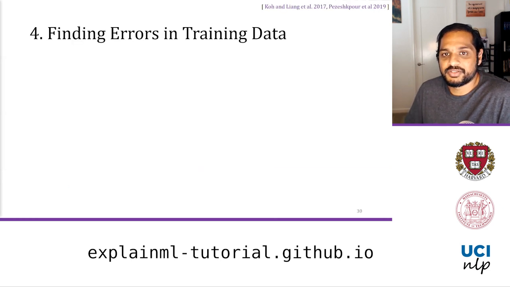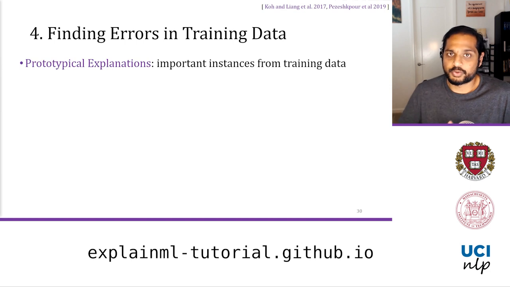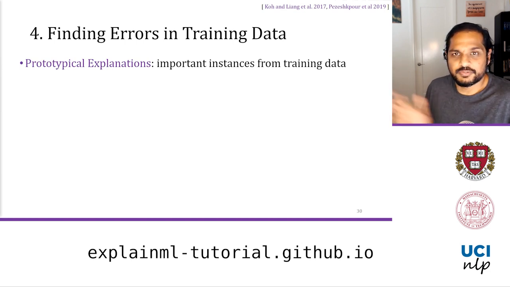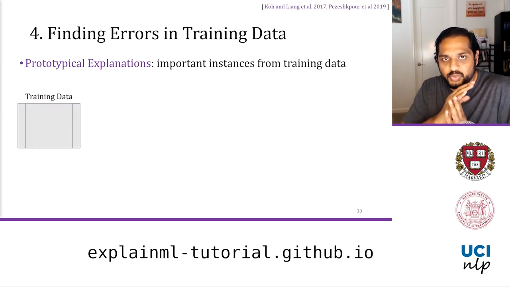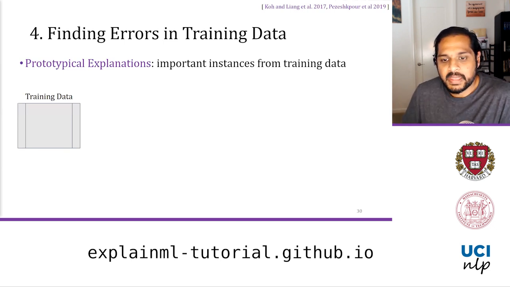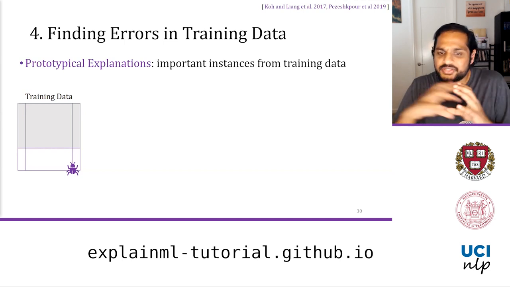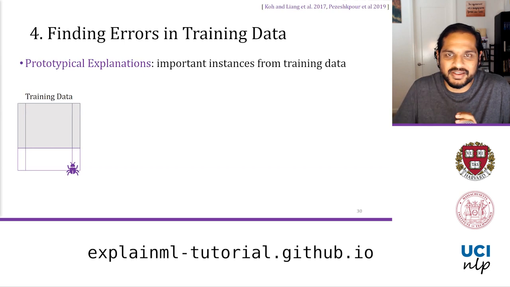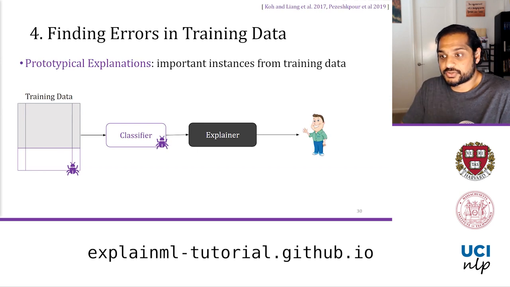The last way of using explanations for debugging can be thought of as finding errors in the training data. This mostly applies to prototypical explanations or influence-based methods, where the explanation is trying to find important instances from the training data. You can start with the original clean training data and add a bunch of instances that are deliberately wrong. You can even take a bunch of instances from the original training data and just flip their classes. Run this through your classifier, run this through your explainer.